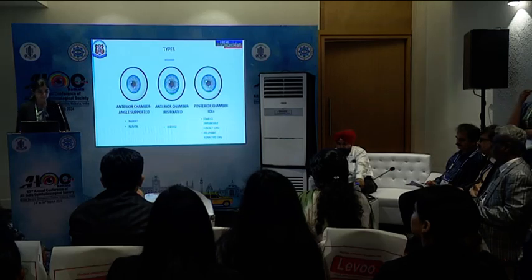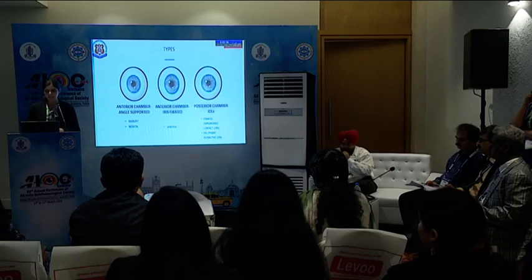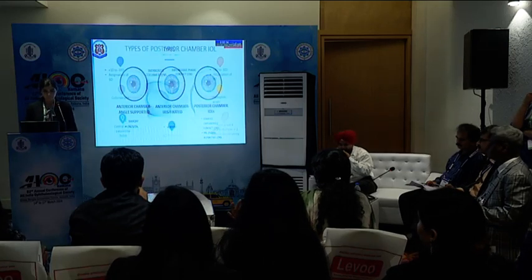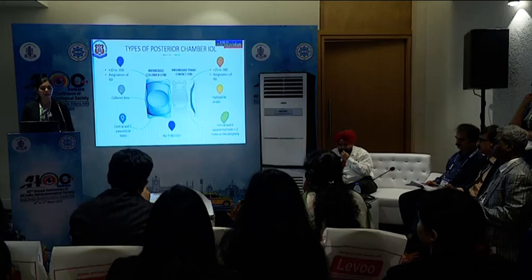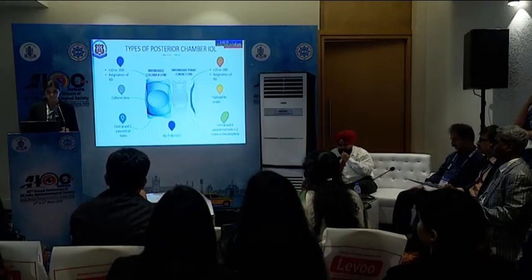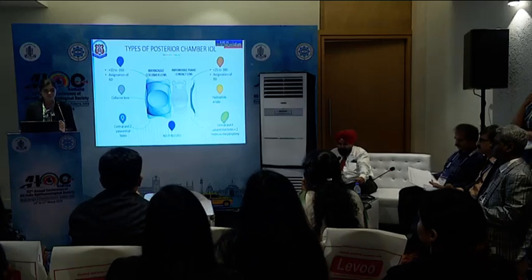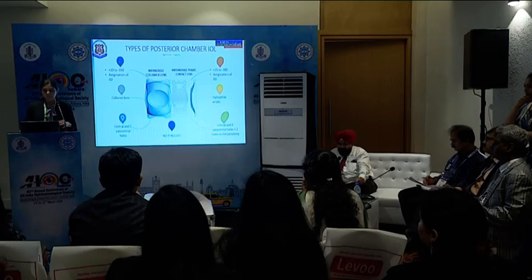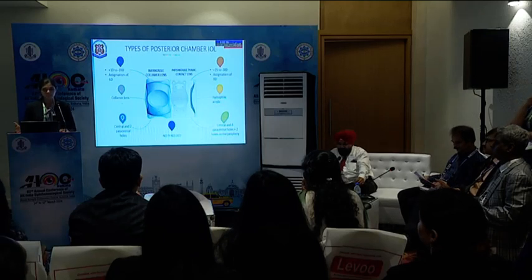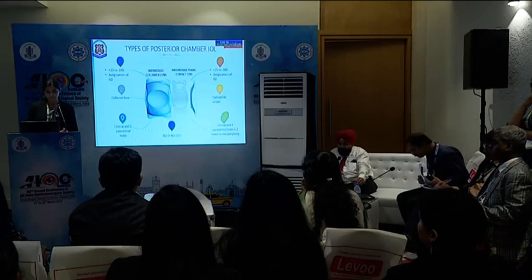The types available are anterior chamber, which are angle supported and iris fixated, and posterior chamber IOLs. In posterior chamber IOLs, we have implantable collamer lenses and implantable phakic contact lenses. The important part to note here is these lenses have central and paracentral holes which facilitate the movement of aqueous, and it eliminates the need of PI.